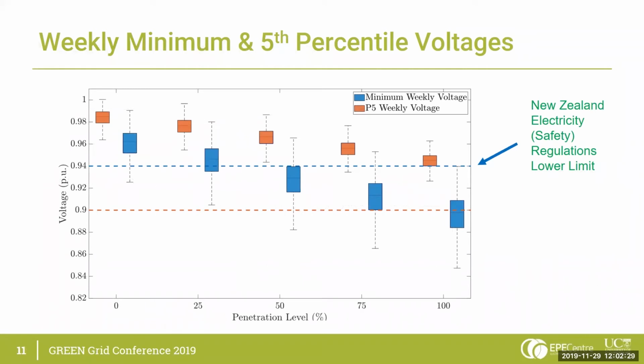Okay, so let's take a look at an example of some results. These results correspond to the charging scenario that was seen previously, just to reiterate in case we forgot: a charger rating of 3.7 kilowatts, a range anxiety factor of 1, and using the on-arrival charging strategy. Here we can see the distribution of both the weekly minimum and weekly 5th percentile voltages as a function of EV penetration level.